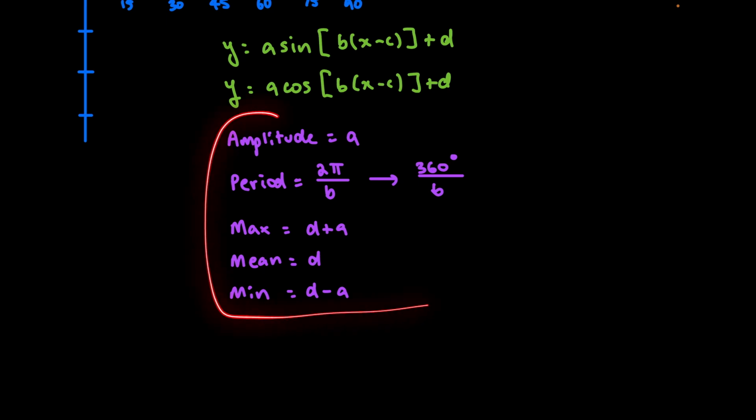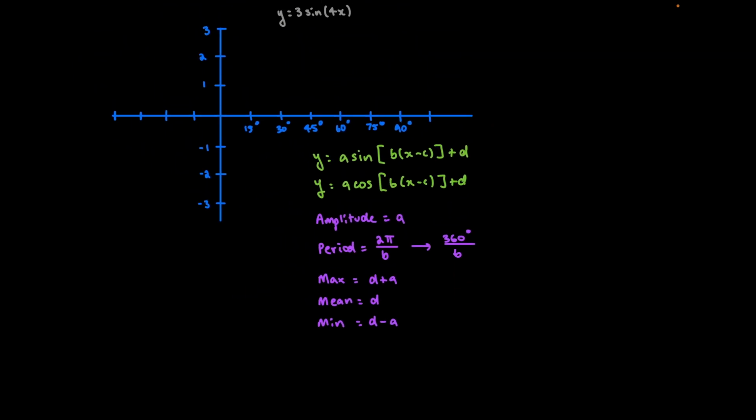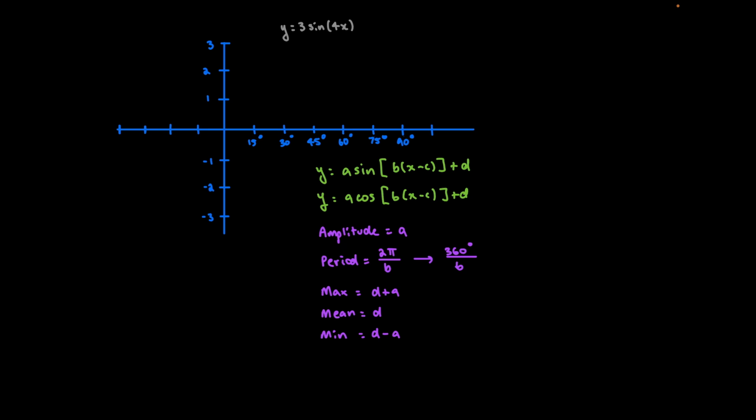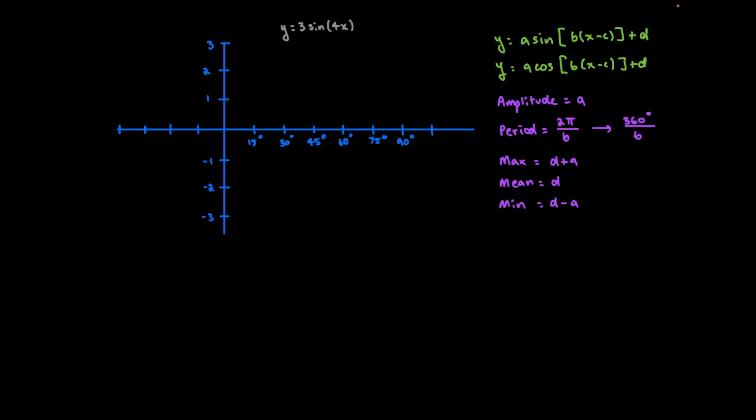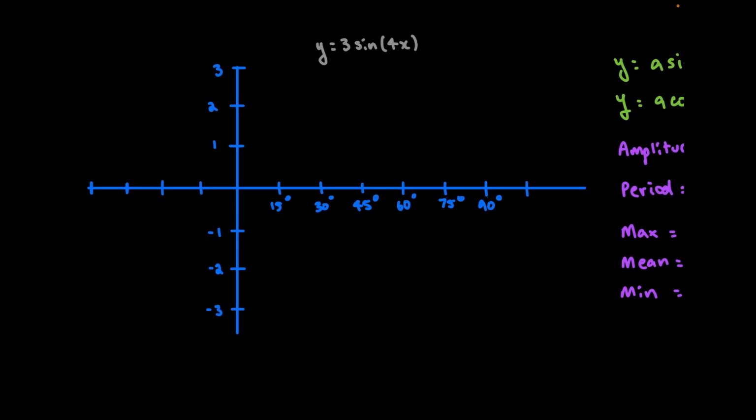And with these 5 pieces of information, we're going to be able to draw any sine or cos graph. So let's have a look at how to draw this equation here. How do we draw y equals 3 sine of 4x? The first thing we're going to do is sketch our max line, our mean line, and our min line. In this case, a is equal to 3, b is equal to 4, c is equal to 0, and d is equal to 0 as well.